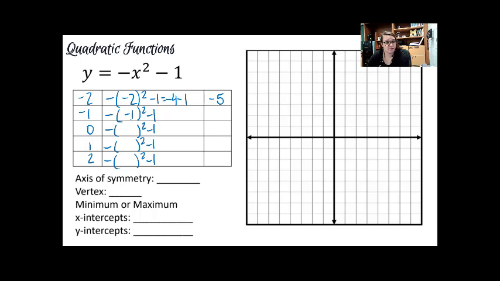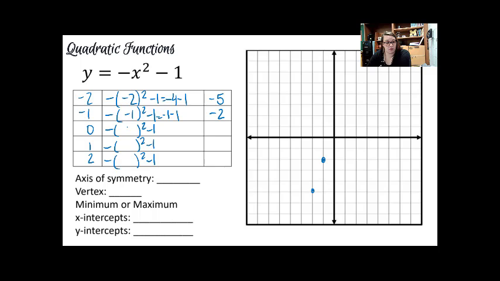Next one I'm plugging in a -1. -1 squared is +1. Then I'm going to move over this negative, -1. -1 minus 1 is -2. I should plot these. I forgot the first one. -2, -5. So left 2, down 5. My next point was -1, -2.